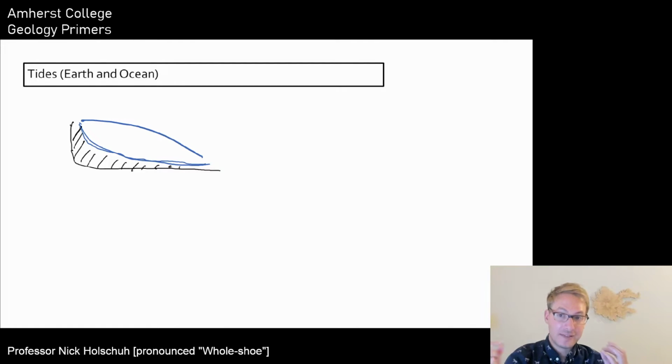Is the total mass of ice, the number of H2O molecules, is that changing? But we have to correct for other potential sources of motion of that surface, because ultimately we're measuring a position. And to get from that position to a change in mass, we need to know a couple of things. One of the things we have to correct for are the tides.